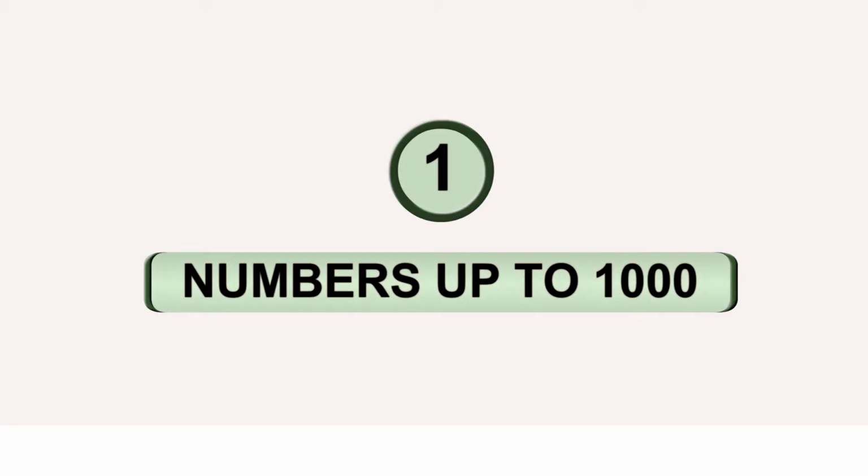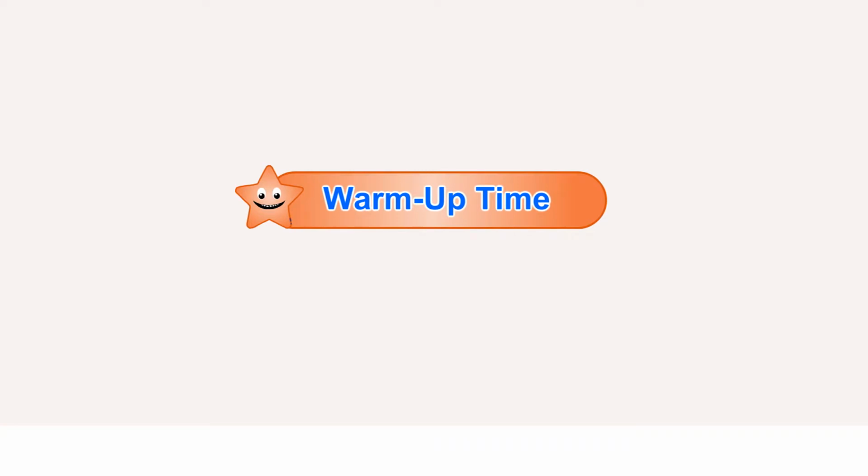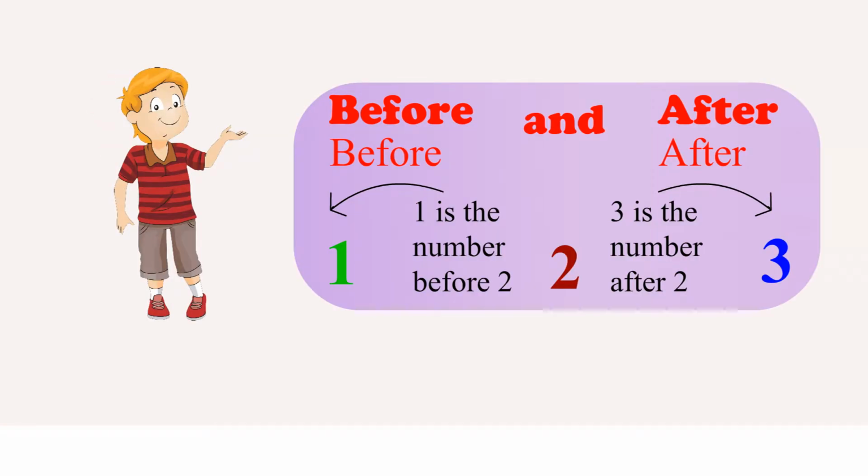Chapter 1. Numbers up to 1000. Warm-up time. Look at the picture. Before and after. Before. 1 is the number before 2. After. 3 is the number after 2.